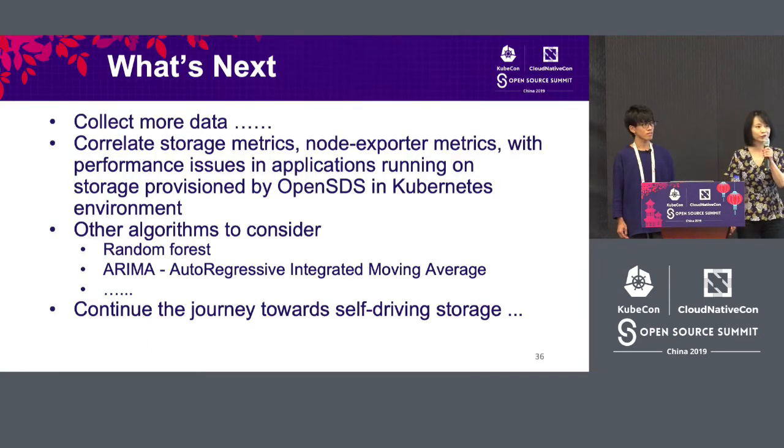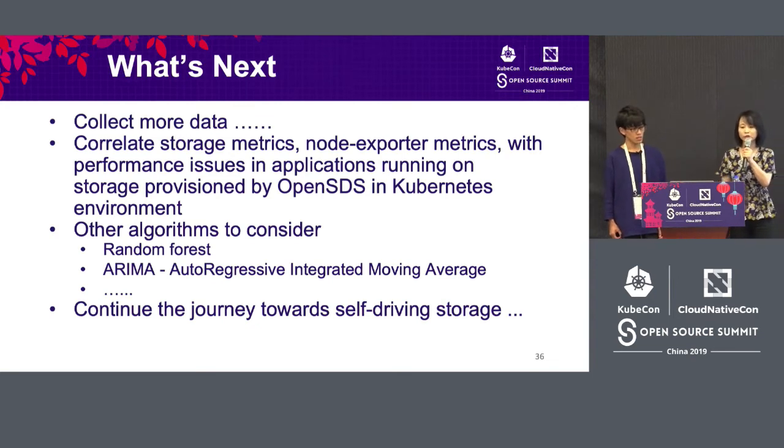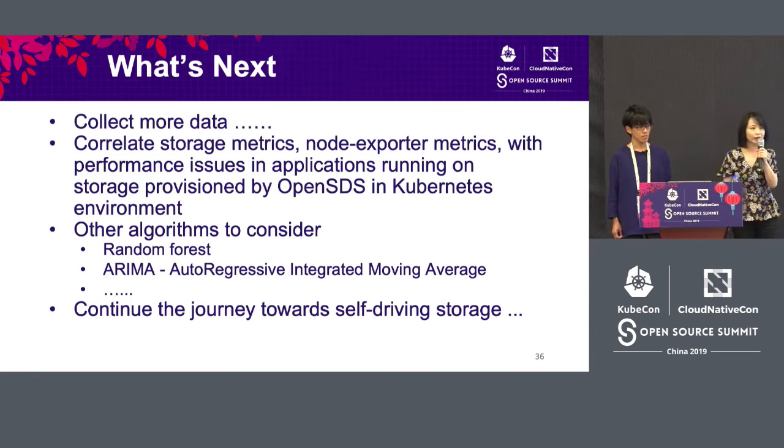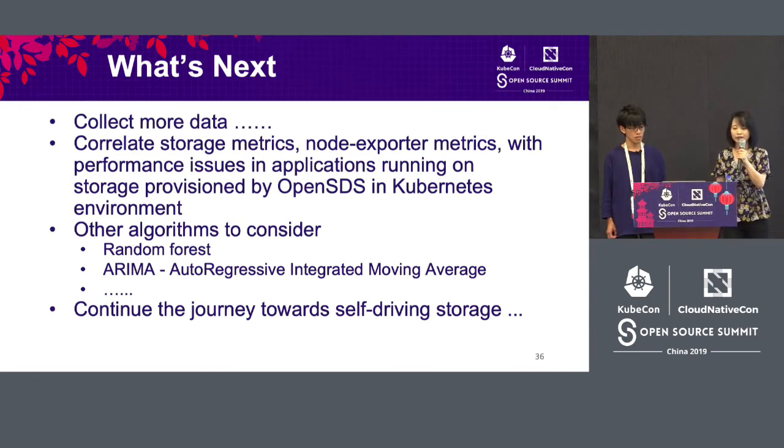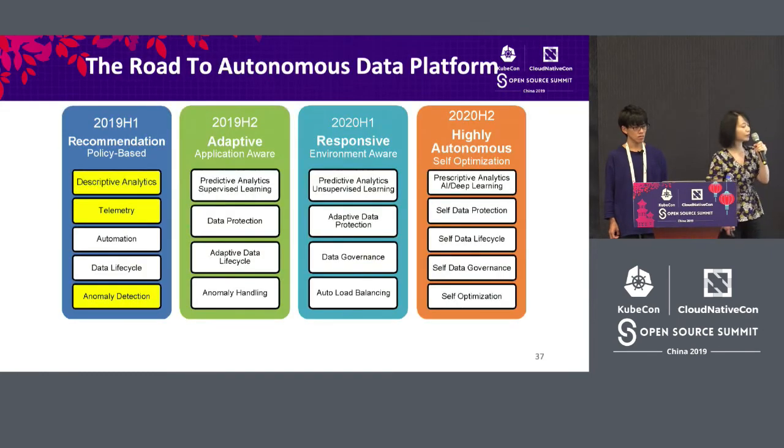So what we are going to do next, we of course need to collect more data so we can get some good results. And we want to correlate the metrics we collected from the storage backend, from the node exporter, and from the applications, and try to find out problems using this data. And there are some other algorithms that we can consider in the future, like random forest and autoregressive integrated moving average and so on. And we'll continue the journey to the autonomous data platform.